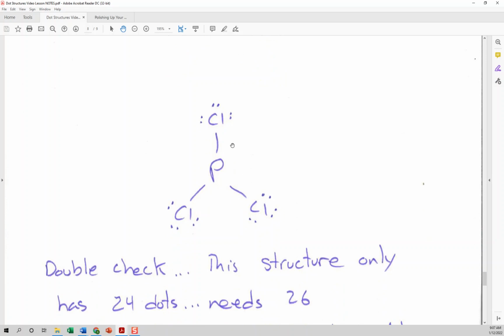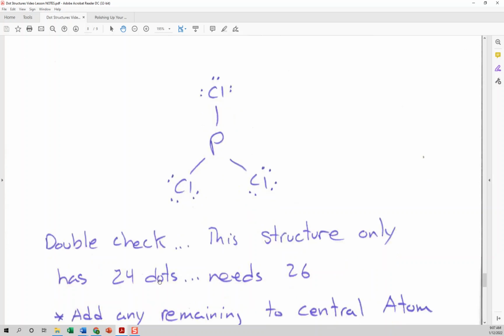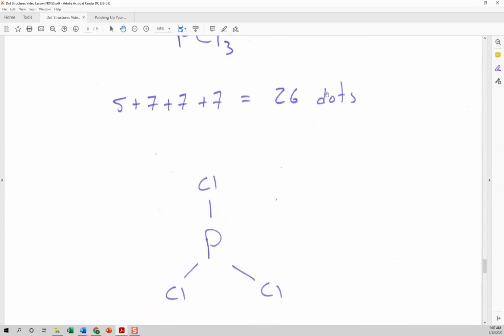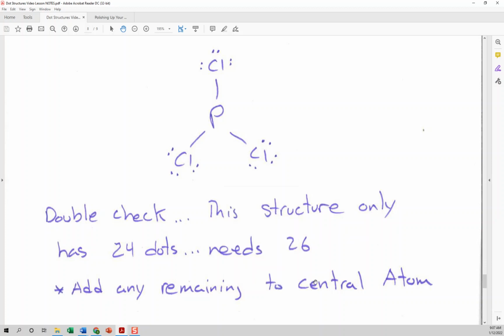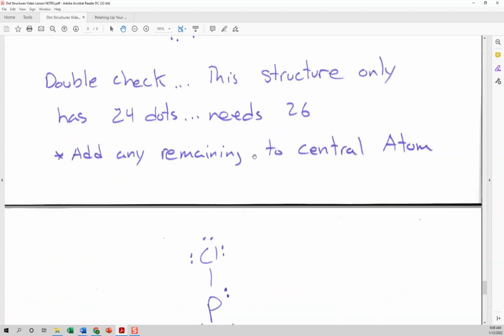Okay? So this structure, the way I have it drawn now, we have 8 electrons here, 8 electrons here, 8 electrons here. We have 24 dots, but remember, we needed 26 dots. So this is the time where, when you double check and you don't have the correct number of dots and you need to add more, we add any remaining dots to the central atom. So how many more do we need? We need 2 dots, and so we add lone pairs to the central atom until we get to the correct number. So we need to add 1 lone pair, because 1 lone pair or 1 unshared pair has 2 dots, right? So we add it to the central atom.